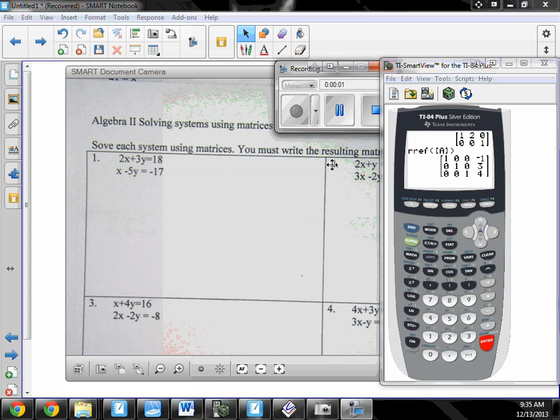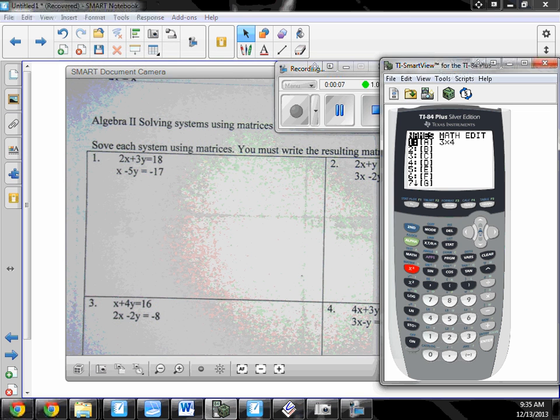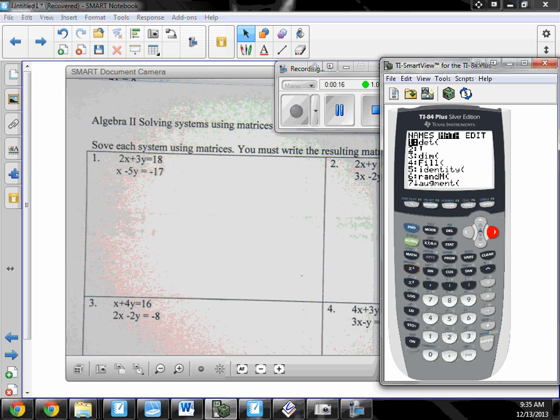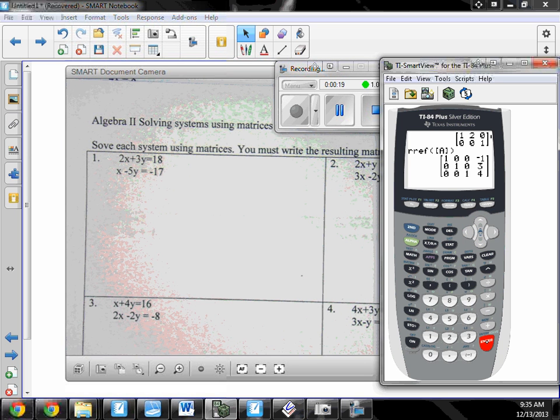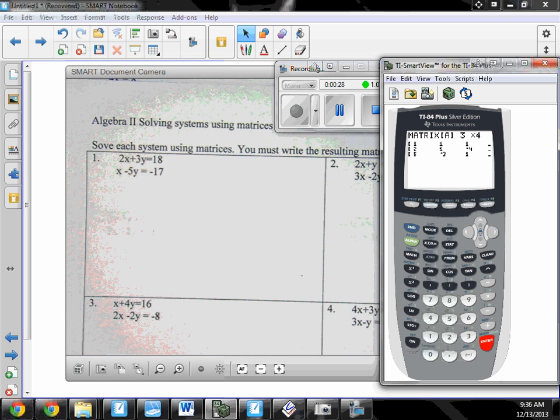So looking at number 1, I'm going to go into second matrix. And now there are 3 columns: names, math, and edit. Let's go over to edit and hit enter on A. Oops, I pushed too many buttons. So I hit edit on A, and it's going to ask me how big the matrix is. Well, this equation has 2 rows and 3 columns, so it's going to be a 2 by 3.